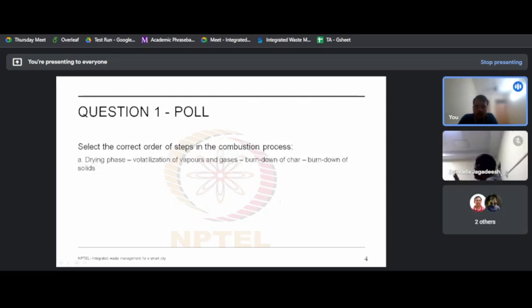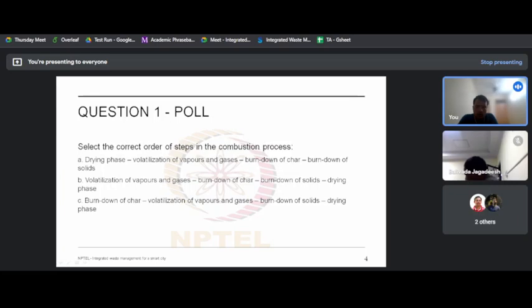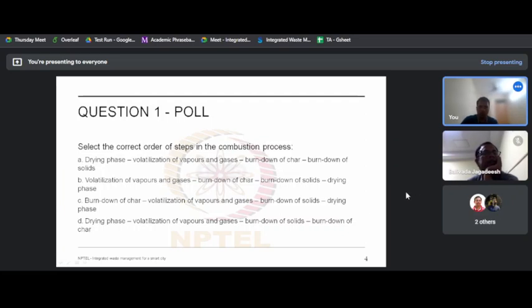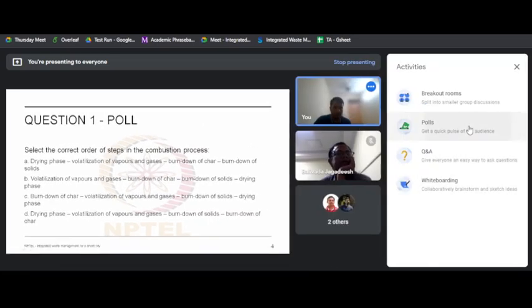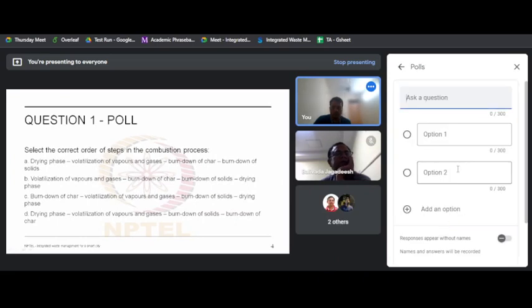First is drying phase, volatilization, burn down of char, and burn down of solids. Again, volatilization of vapors and gases, burn down of char, burn down of solids, and then drying phase. Burn down of char followed by volatilization of vapors and gases, and burn down of solids in drying phase. And finally, drying phase, vapors and gases, burn down of solids, and burn down of char. So I will drop a poll. You can answer it also in the chat. This is question 1.